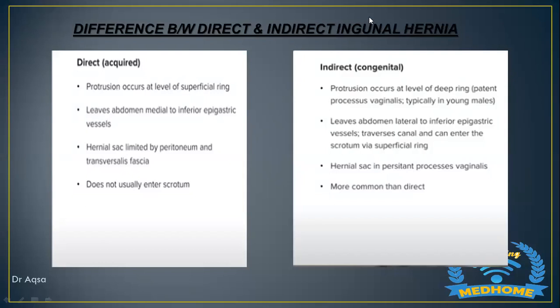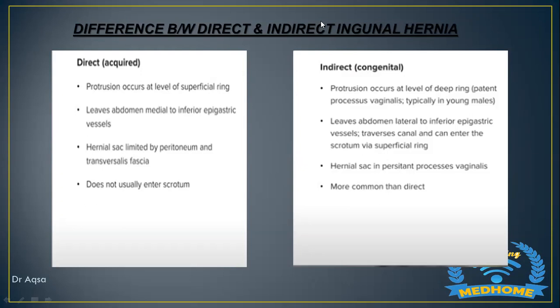Yes, Dr. iPhone, can you please unmute yourself and just quickly revise for us the differences between direct and indirect inguinal hernia? Yes, direct inguinal hernia occurs from the superficial ring, and indirect occurs from the deep ring. Direct is not usually common among old ages, and indirect is congenital and occurs from younger ages. And direct hernia does not usually enter the scrotum, and indirect usually means entrance into the scrotum.